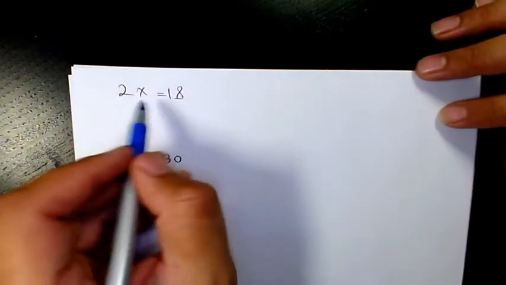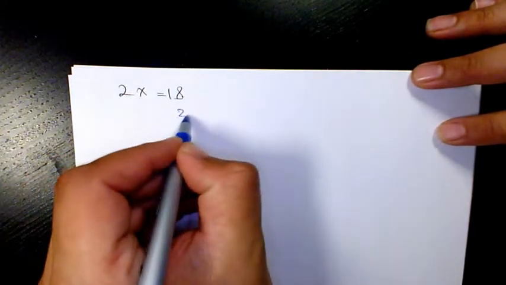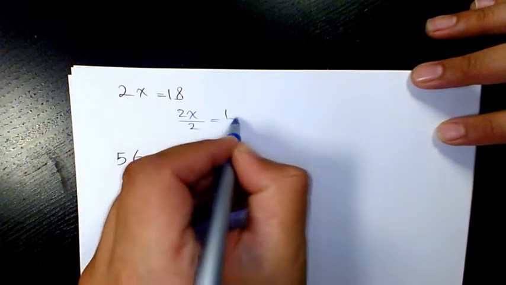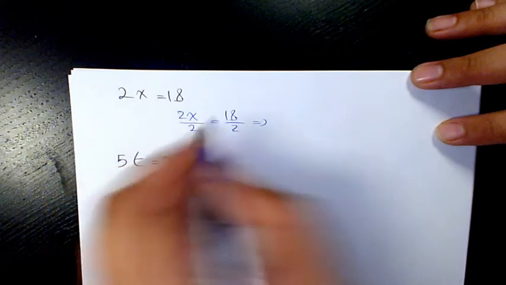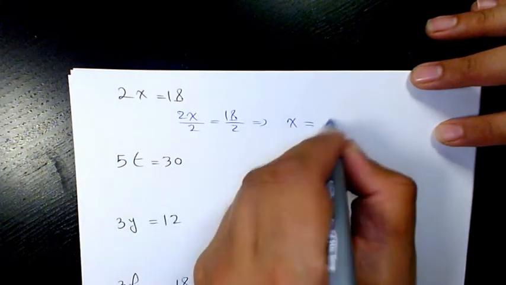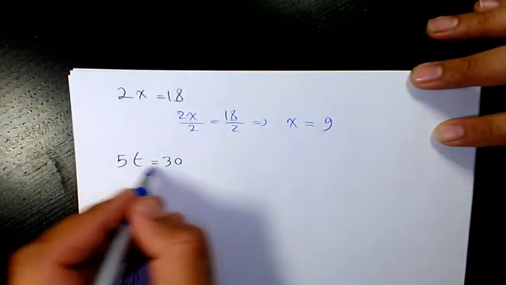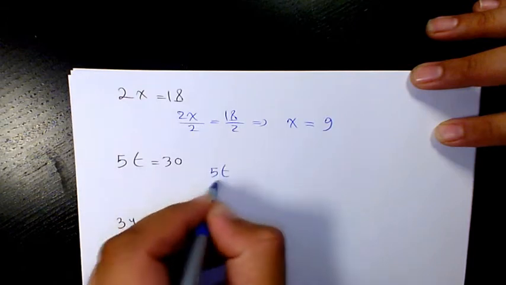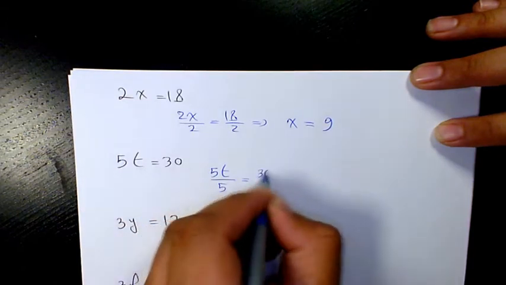Next one, 2x equals 18. In order to isolate x, we need to divide both sides by 2. 2x divided by 2 is going to be x. 18 divided by 2 is going to be 9. 5t equals 30. In order to isolate it, I need to divide it by 5 for both sides.